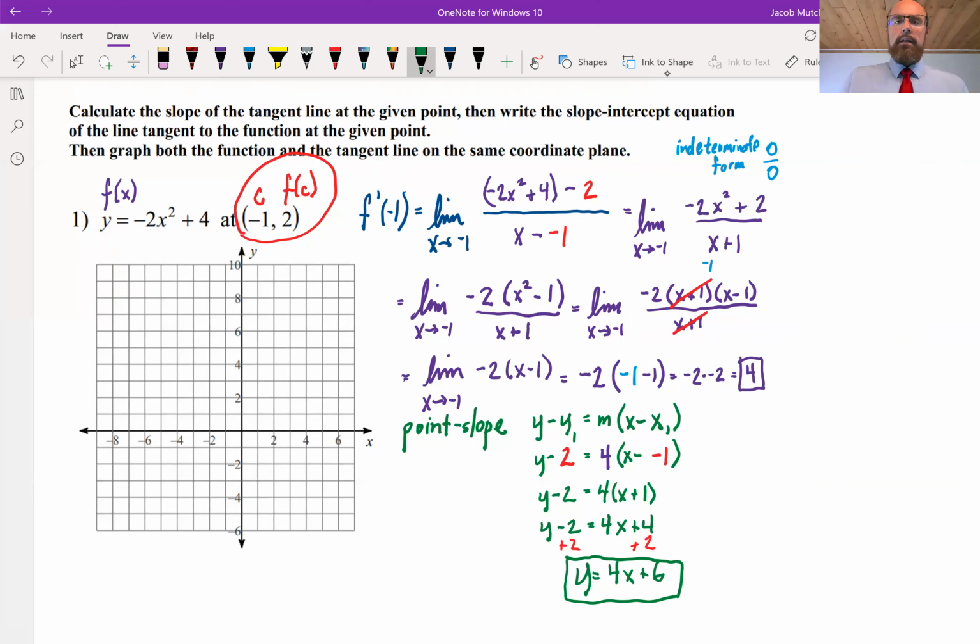Now, to check that this all works geometrically, I want to graph both the original function f of x, which is negative 2x squared plus 4, as well as our tangent line, which is y equals 4x plus 6, on the coordinate plane. So I'm instructed here in the directions to do so by creating a table of points. And that's how we'll approach graphing f of x. So here on the far right, I'm going to create that table of coordinate points.